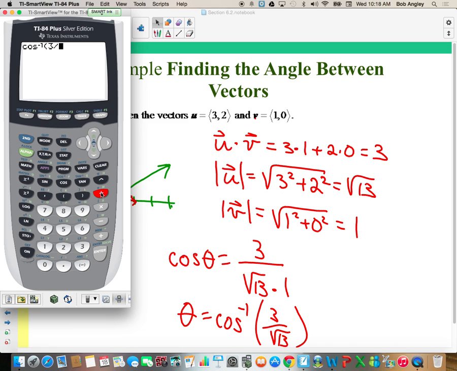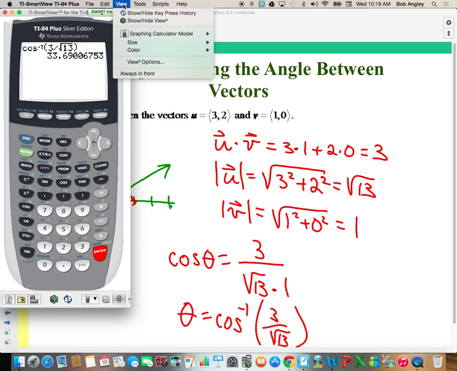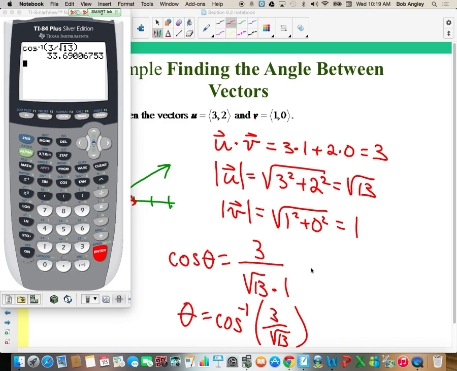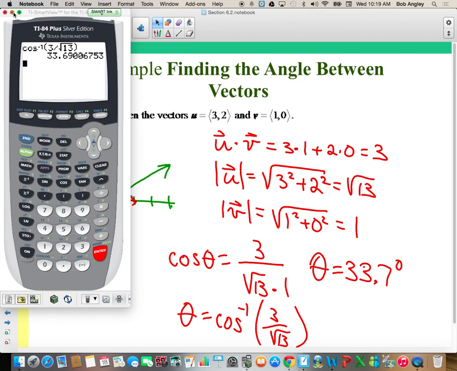Now, in this case, we're real fortunate because one vector has a length of 1. We'll do another one of these in a minute to show you what happens when it doesn't have a length like that. Now, we're going to put the parentheses and then press enter. And so our angle here, we will give answers to the nearest tenth of a degree usually. So we would get here theta is equal to 33.7 degrees.